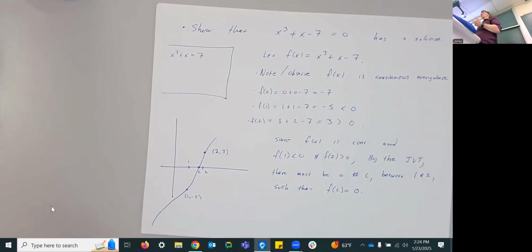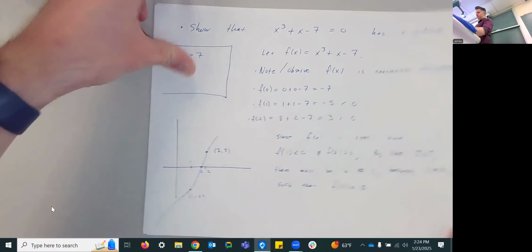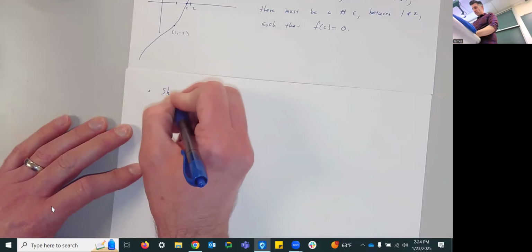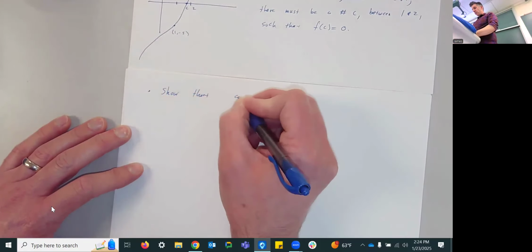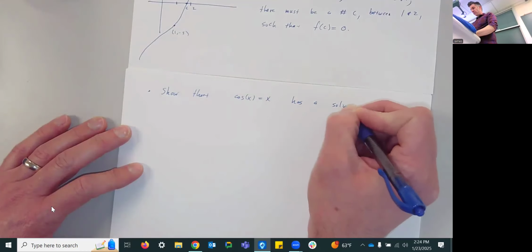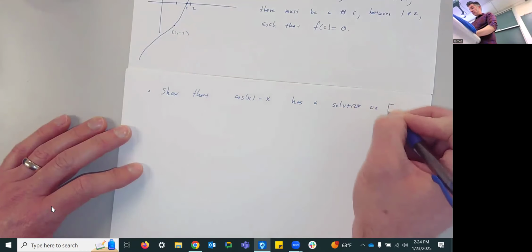If you're trying to show an equation has a solution, first of all, make it so that equation is equal to 0. Then try and show that that expression is both positive somewhere and negative somewhere. Let's look at one more very classic example, and that'll be it for today. So this one's seemingly nicer, but not really. Show that cosine x equal to x has a solution on the interval from 0 to 1.